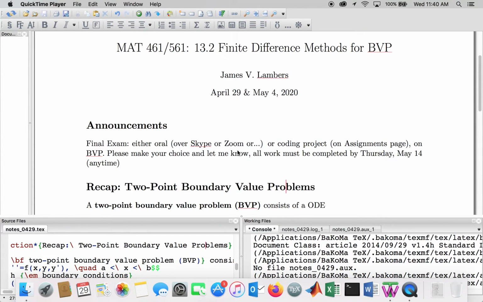Okay, we're at the very last section to be covered in the semester: finite difference methods for two-point boundary value problems. The announcements I have here are the same as before.